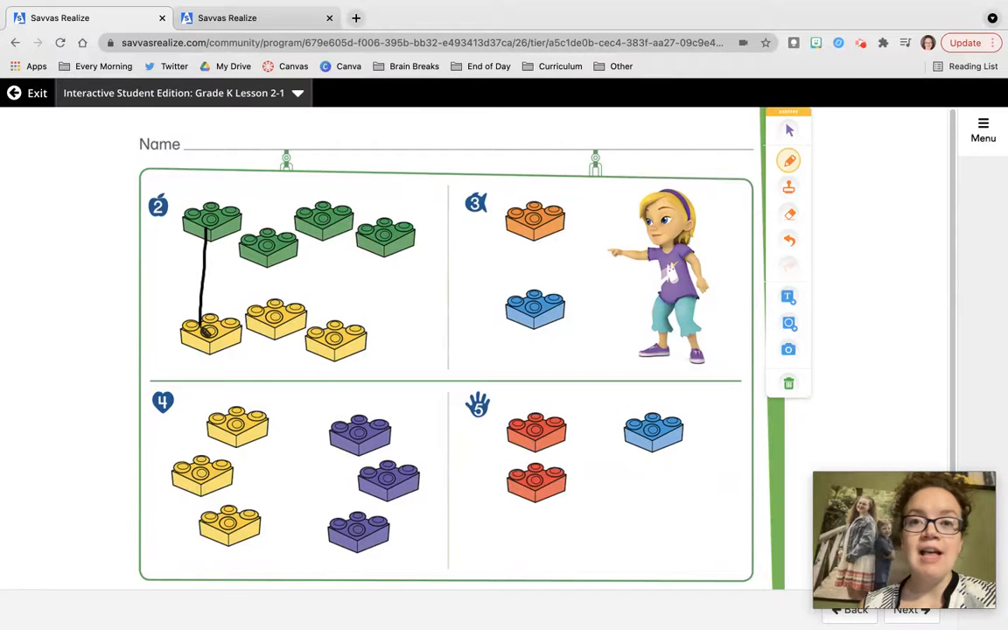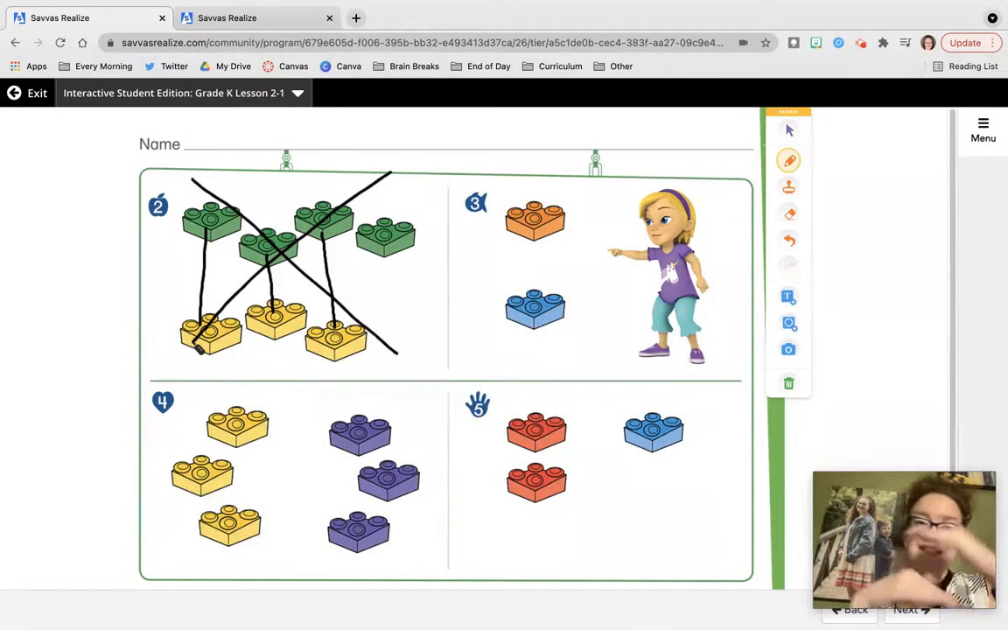Green down to yellow. Green down to yellow. Green down to yellow. Green. Uh-oh. There is not another yellow. So we will put an X over this group.